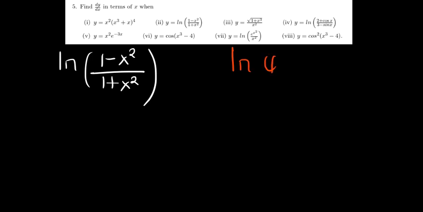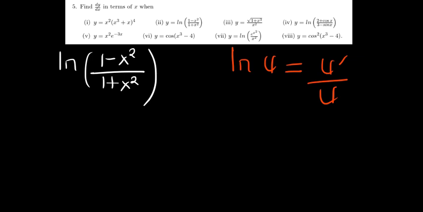Natural log of (1 minus x squared) over (1 plus x squared). I want you to pay particular attention to what we can do here. Whenever you've got a natural log or any log, the formula is very, very simple. Whenever you've got a natural log of u, what's the derivative? The derivative is going to be u prime over u. That's all. Very, very simple and straightforward, right?